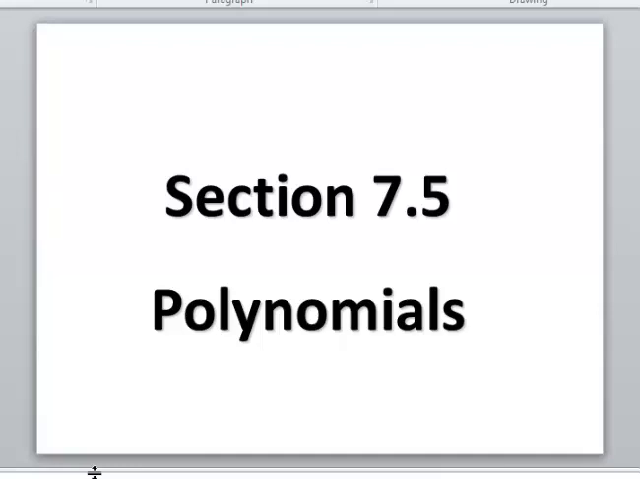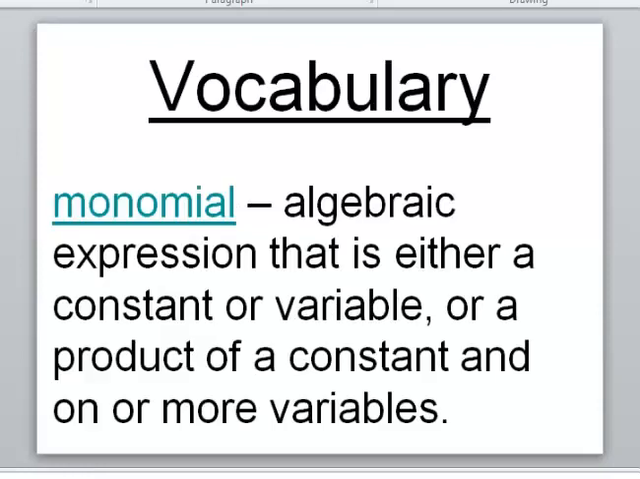Alright, in this section we're going to start to talk about polynomials. So let's first talk about a monomial. A monomial is an algebraic expression that is either a constant or a variable, or a product of constants and one or more variables. So it could be just a, or it could be 3a squared, or it could be negative 5xy. All of those things are considered monomials.